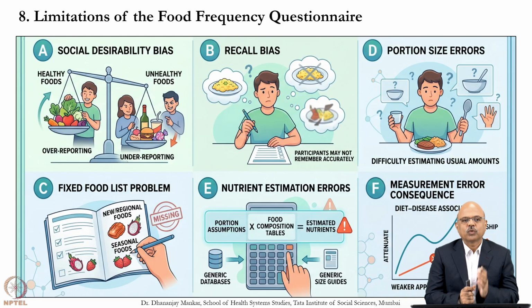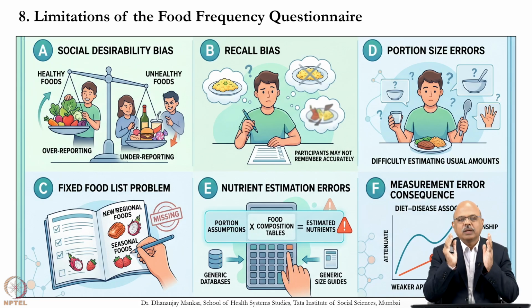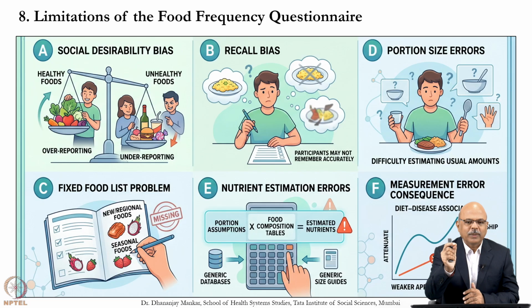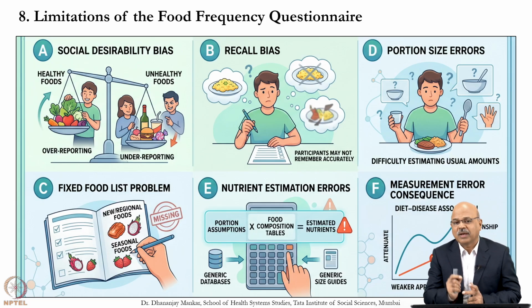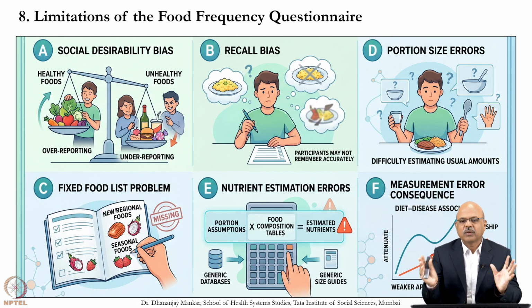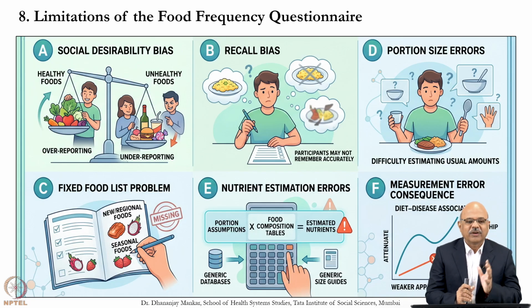Taking the limitations: social desirability, where there is always over-reporting of healthy food, as you can see in the picture. Unhealthy foods are usually under-reported, such as alcohol, beverages and sweeteners, which you really don't report. Recall bias: it is a strain on memory, and participants may not remember accurately, sometimes missing foods in small proportions. Portion size is difficult to estimate. Foods are fixed in the list, and those not listed, which are seasonal, for example strawberries or dragon fruit, are missed.